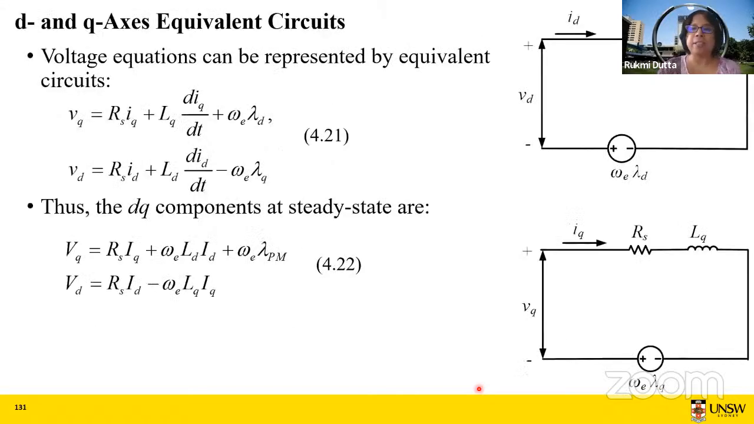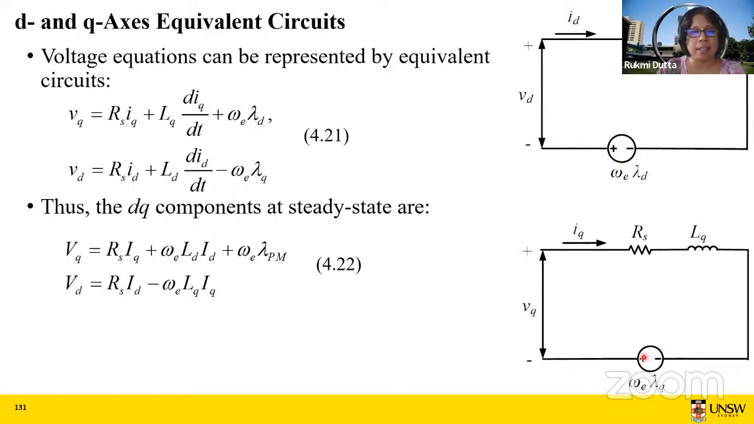Also, these equations can now be represented as an equivalent circuit. This is the dynamic equivalent circuit or DQ equivalent circuit. So it simply translates to a circuit. We have a resistive drop, that's the RS. We have an inductive drop, that's your inductance, and flux linkage times speed always gives you a voltage. So that means this is a voltage source. Okay, so that's what we have here.